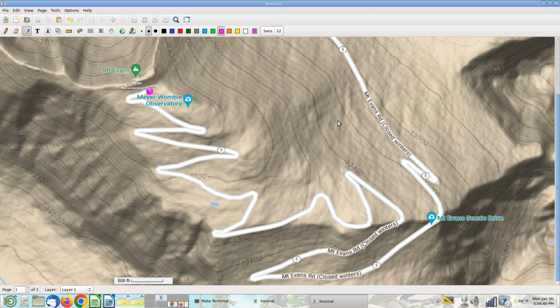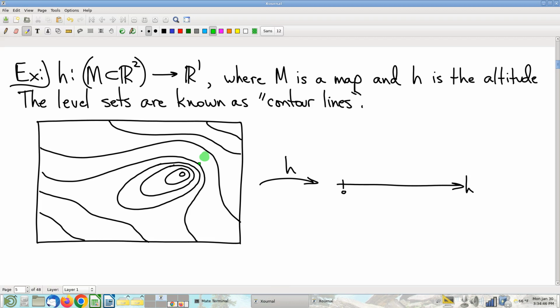And the view when you get up to the top is just insane. Okay. All right. So enough of that. All right. Moving along.